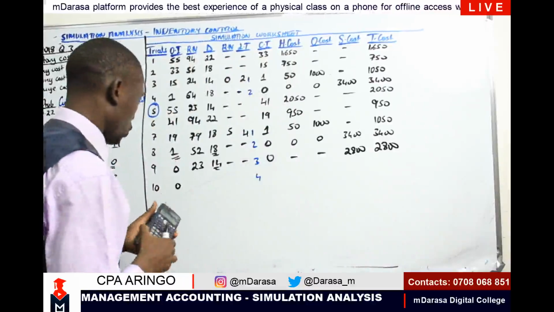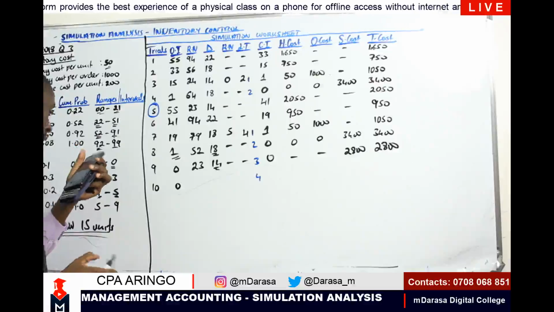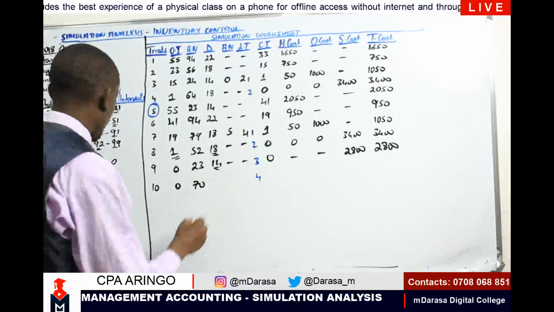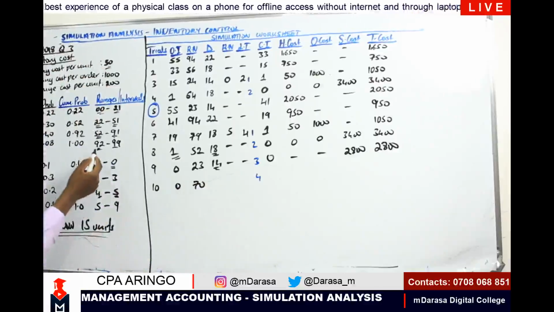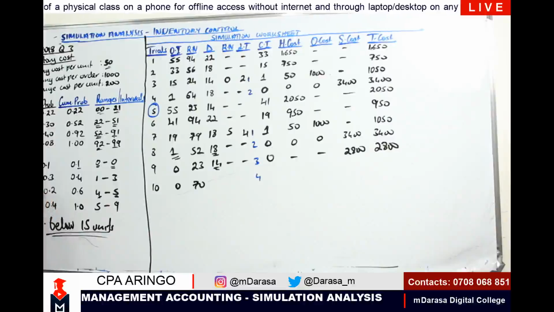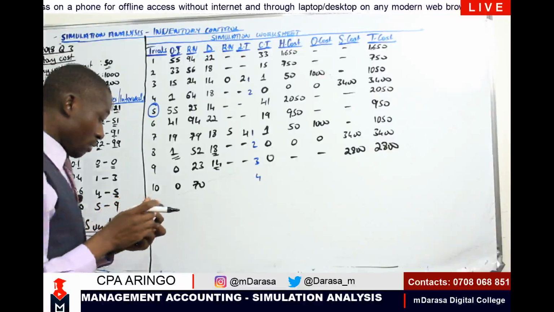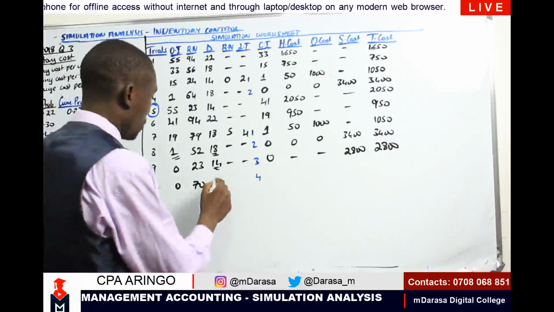The next element, day 10, I don't have anything. The next random number to consider, you can clearly see we had 70, right? And at 70, where will it fall? Between 52 and 91, to give us 18 units. So I should be having 18.